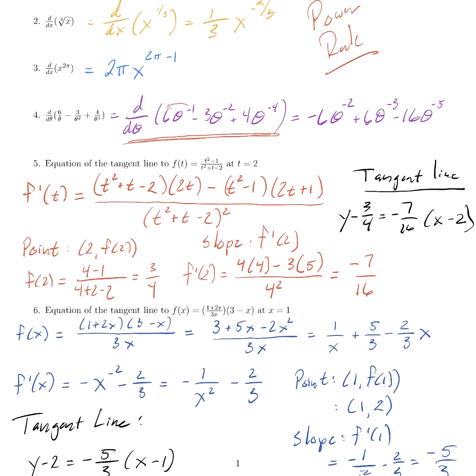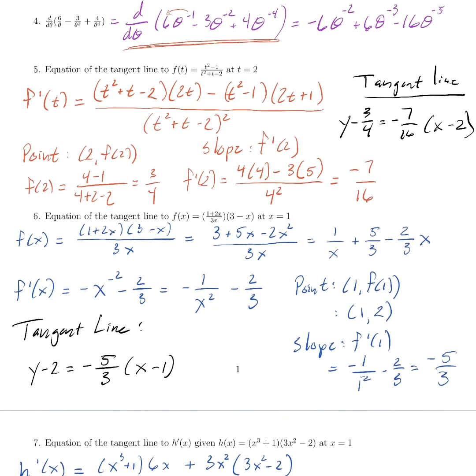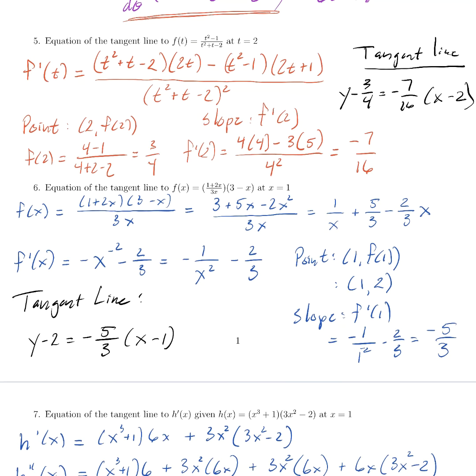Okay, number 5 says find the equation of the tangent line to f of t equals t squared minus 1 over t squared plus t minus 2 at t equals 2. I actually didn't even try to do some algebra. Maybe we could simplify this a little bit. But anyway, our job to find the equation of the tangent line is to find a point and a slope.